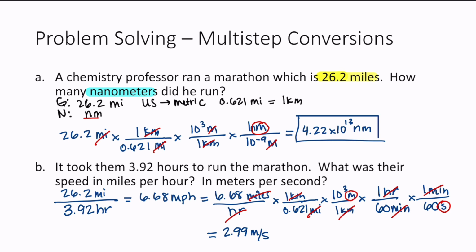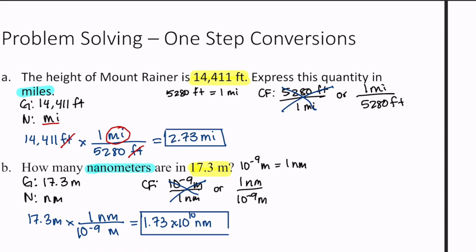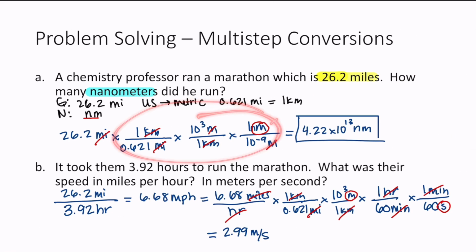Both of these examples are examples of multi-step conversions. And that's because we can't just use one conversion factor like we did in our previous examples. We have to use multiple conversion factors. These can be a lot more difficult to set up, and they can be a lot more difficult to really figure out the different equalities you're going to need. The best thing you can do is just practice, practice, practice.